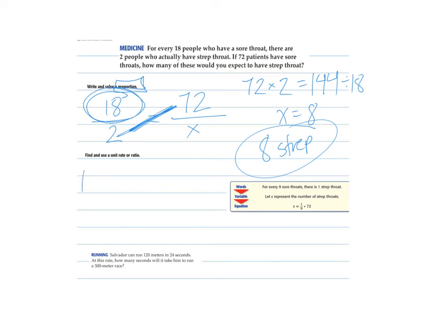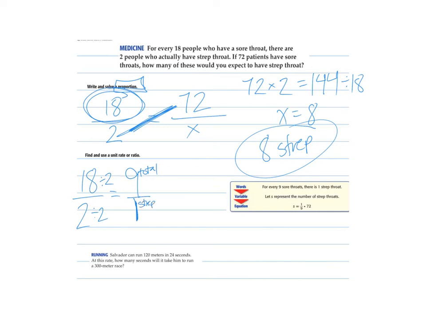So I'm going to have 18 total people over the 2 who have strep throat. And I'm going to find the unit rate of total people to strep throat. So I'm going to divide by the denominator on the top and the bottom because every unit rate is going to be out of 1. And then 18 divided by 2 I know is 9. So every 9 total people, there is 1 who has strep throat.